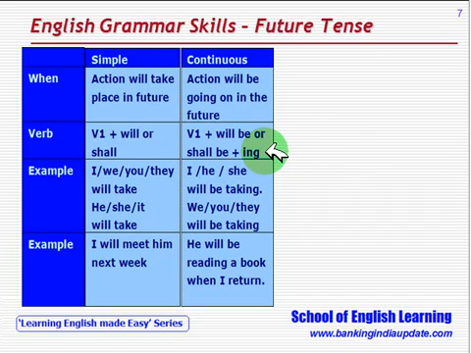For example, I will be taking, he will be taking, she will be taking, or we will be taking, you will be taking, they will be taking. Another example, he will be reading a book when I return. So the action will be going on in the future, reading a book.